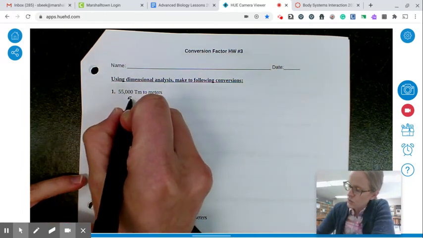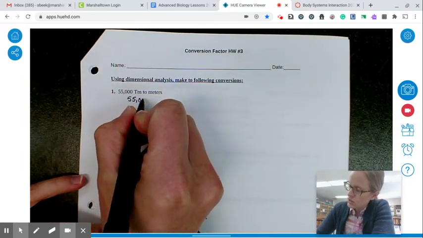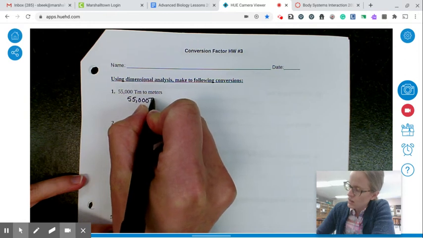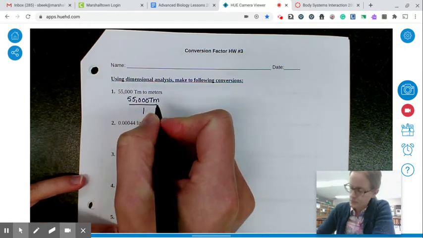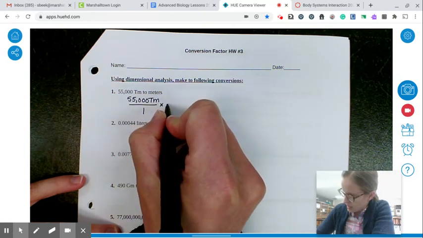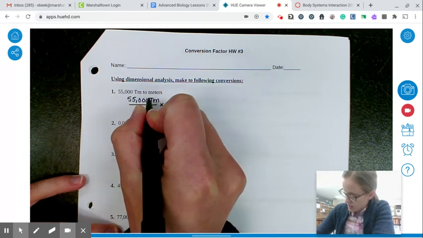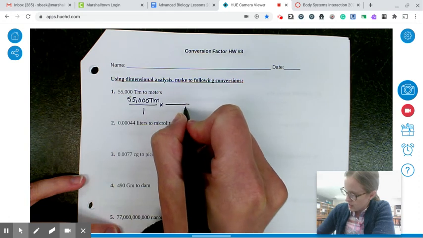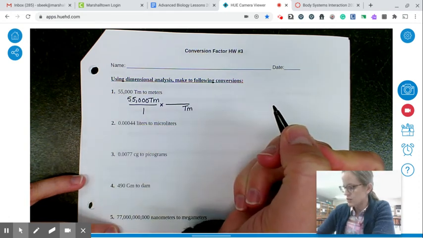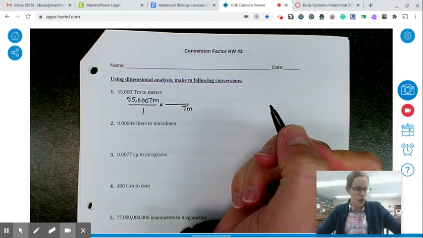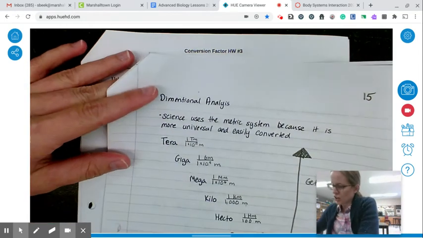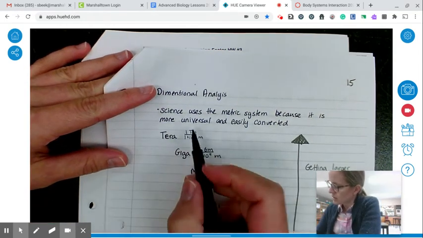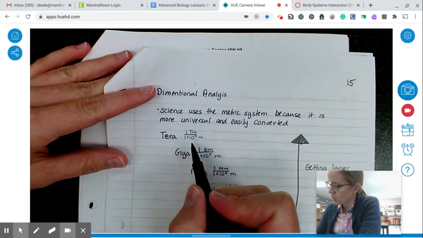And the first thing you always do on all of these problems is put the number that they give you and the label over 1. And then the second thing I always do is take just the label and put it down there. So now I've got meters on the bottom. Then you'll want to look at your conversion card or your sheet with your metric conversions on it.